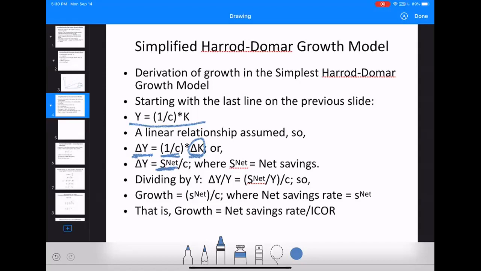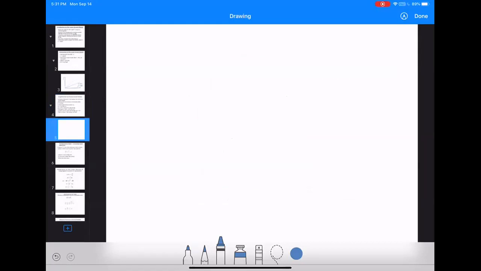And then we are dividing by C. So that the change in the amount of output is equal to the net savings amount divided by the ICOR. Now we want to translate this and begin to think of this in growth terms. So that in order to find growth, we just divide both sides of the equation by y. And the reason for this is that if we start with the change in the value of output and we divide it by the initial value of output, we get the growth rate.